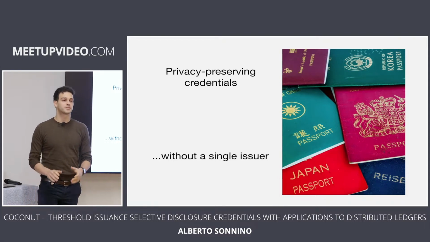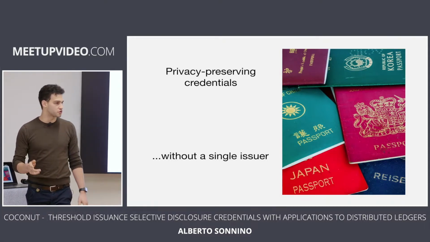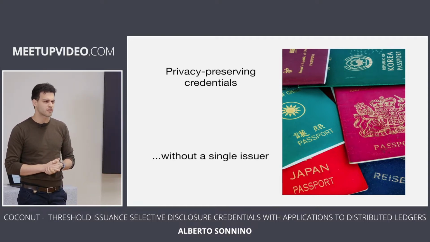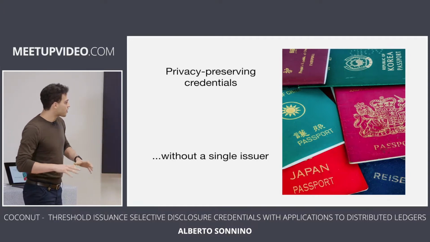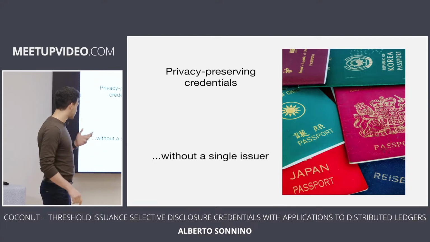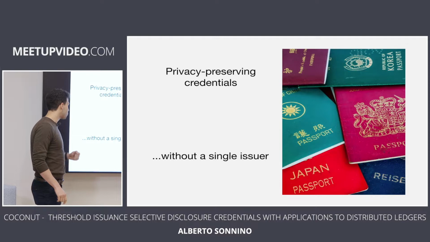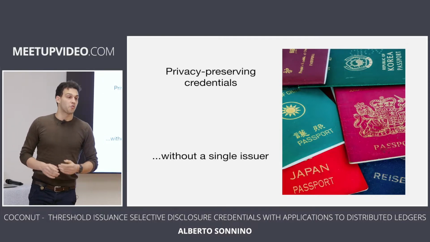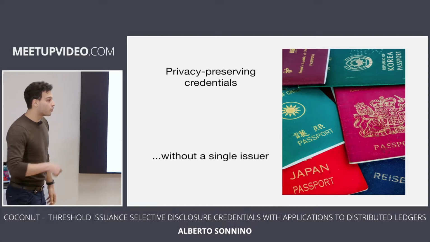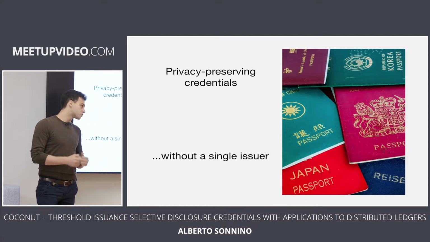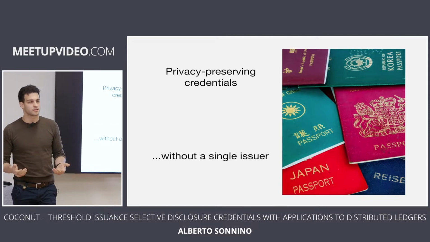And this has existed since the 90s. CL signatures were there, then all the way up to PS signatures three years ago, I believe. So in that sense, it's a very well-known primitive. The difference here is that we're trying to have it without a single issuer. That's where the threshold issuance comes in. So now the question is, why go through all that trouble to do something that existed long before, just to have threshold issuance? What's the advantage of that?